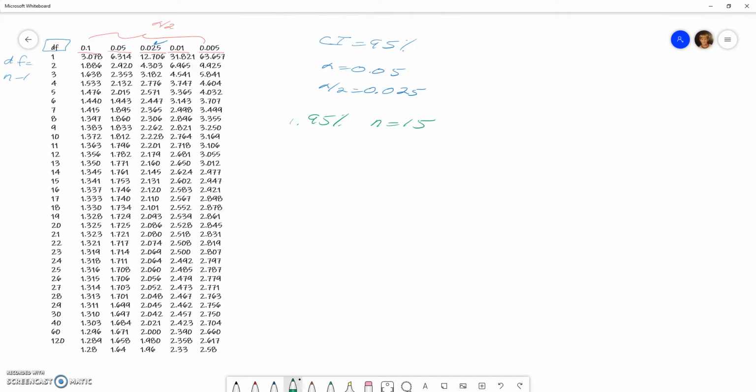Once again, we know that if the confidence interval is 95%, half of alpha is going to be 0.025. Degrees of freedom is going to be 15 minus 1, which is 14. So the correct t-value is going to equal, right here, 0.025 as a column and 14 degrees of freedom: 2.145.